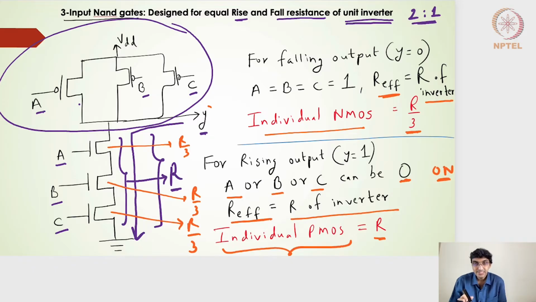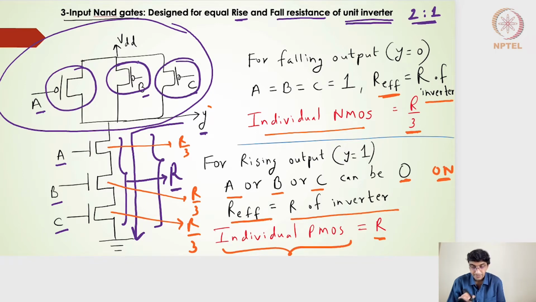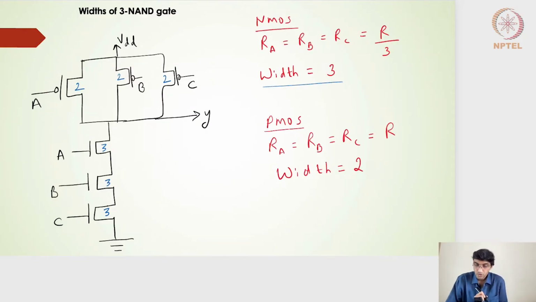Still, our resistance for the pull-up side should be equal to the resistance of the pull-up side of the unit inverter. And hence we have taken one of the input conditions, one of the transistors on the pull-up side, to be on. Either A will be on, or B will be on, or C will be on, right? Considering that, we need to make it equal to that of the unit inverter's pull-up side switching resistance, right? So in that sense, the individual PMOS transistor will have a resistance of R. Hope you have understood that.